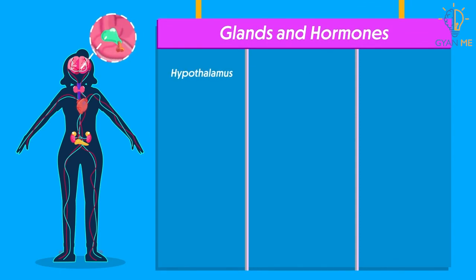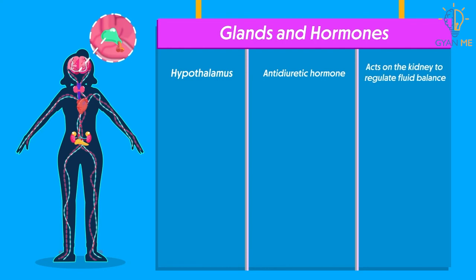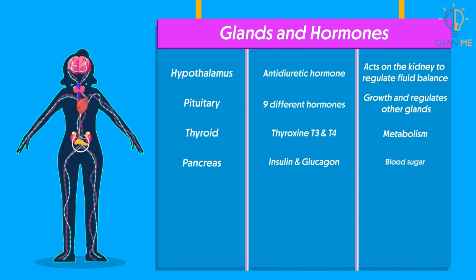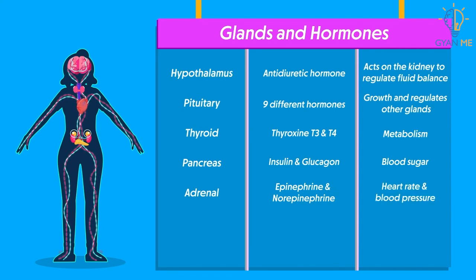Hypothalamus produces antidiuretic hormone, which acts on the kidney to regulate fluid balance. Pituitary gland produces 9 different hormones which control growth and regulate other glands. Thyroid gland produces thyroxine hormone, that is T3 and T4, which affects the metabolism of the body. Pancreas produces insulin and glucagon, which affect blood sugar level. Adrenal gland produces epinephrine, which affects heart rate and blood pressure.